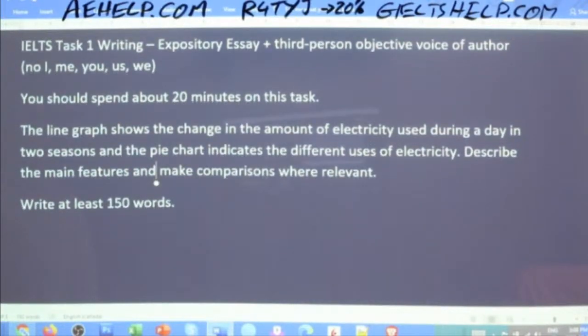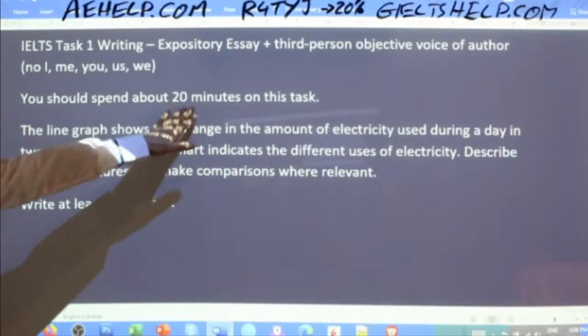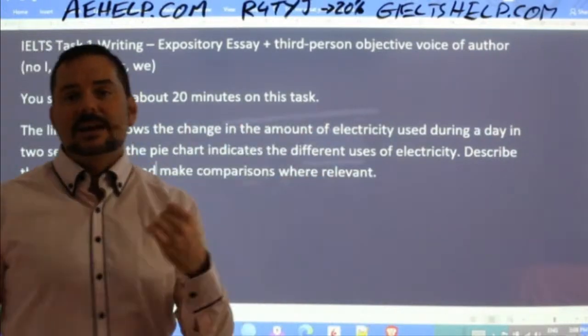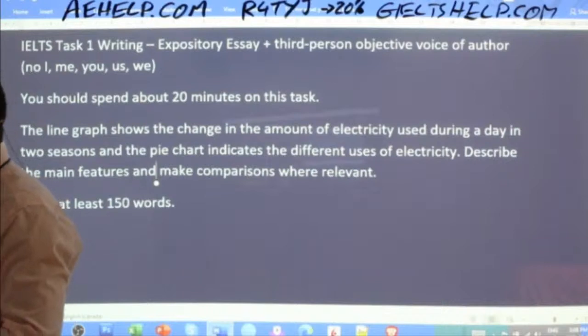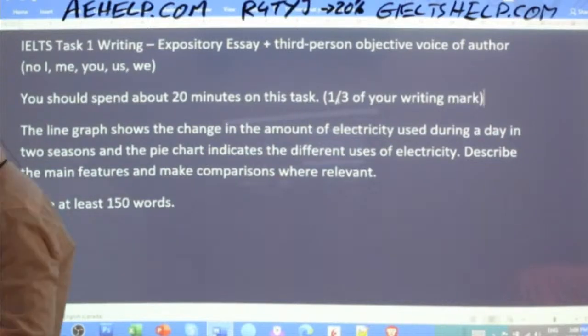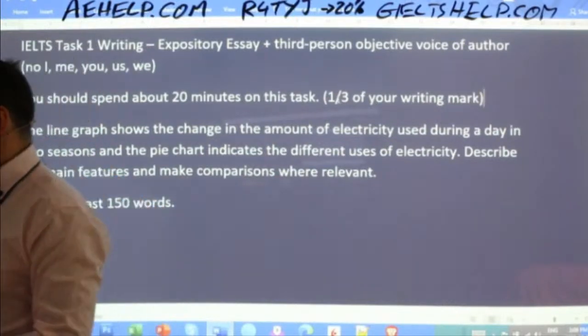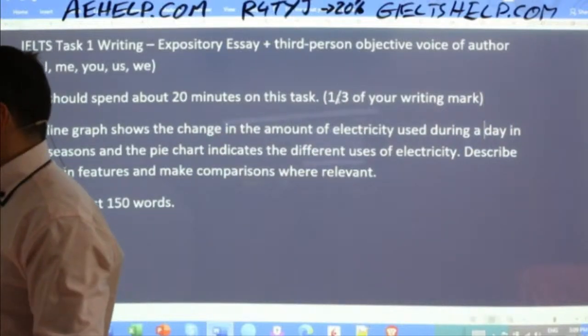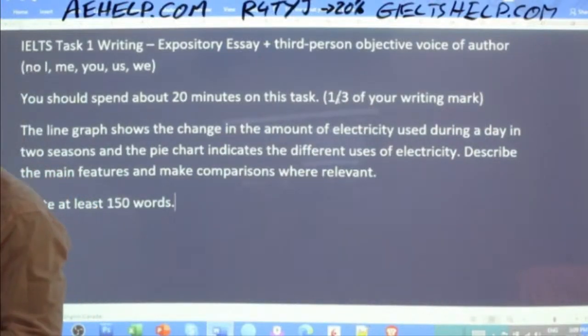Okay, here we go. So you should spend about 20 minutes on this task. Definitely only spend that 20 minutes because task 1 is worth 1/3 of your mark. Task 2 is worth 2/3, theoretically. Now, if you completely bomb task 1, it's virtually impossible to get over a band 6. So you need to do a good job in task 1.